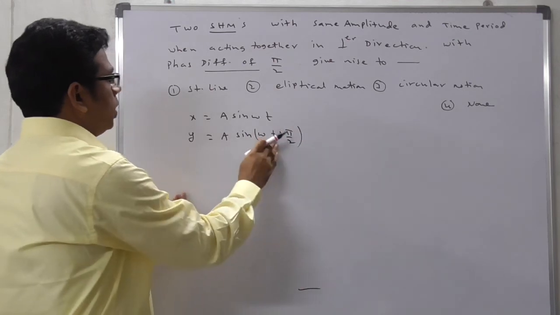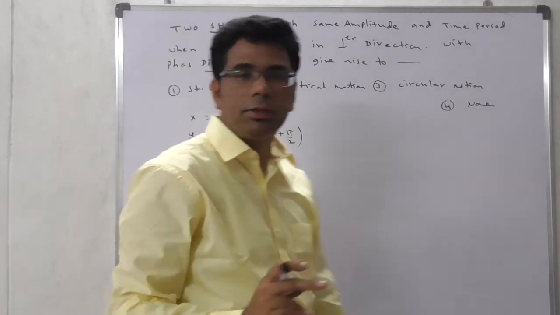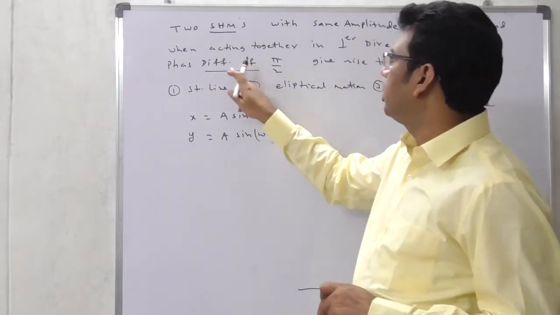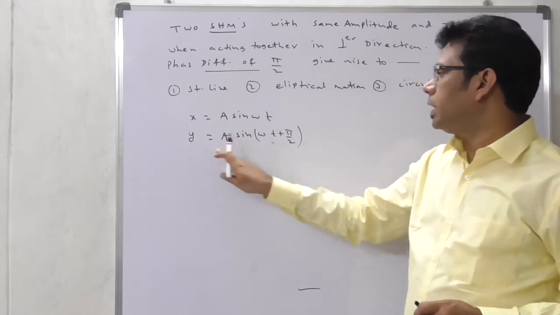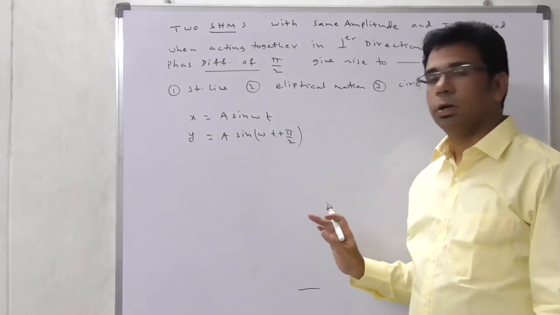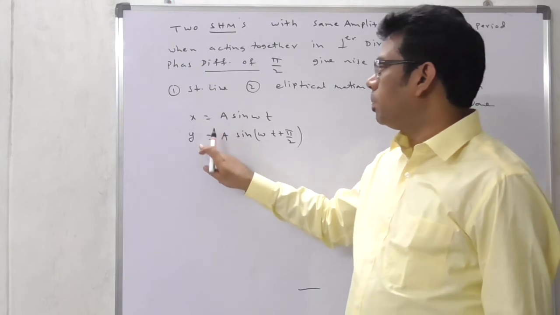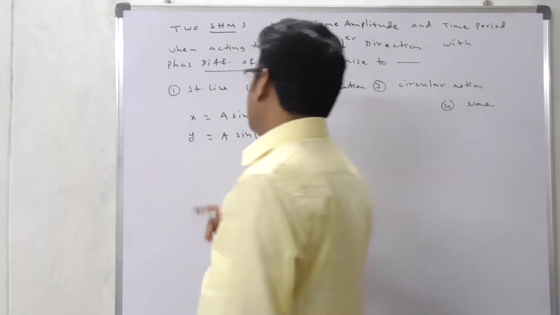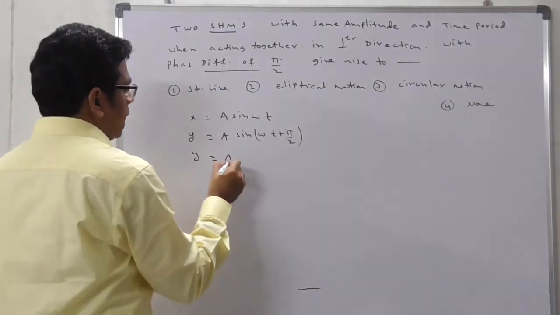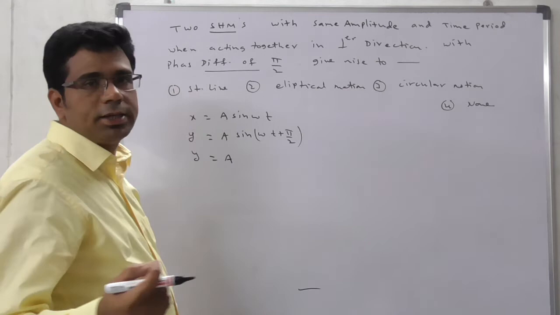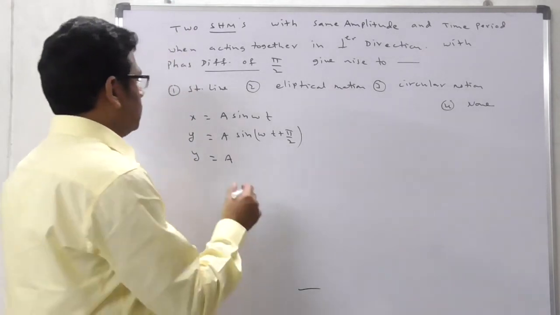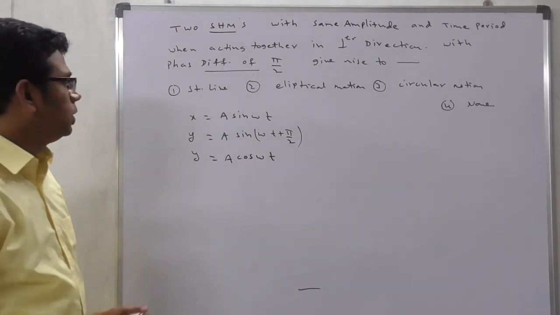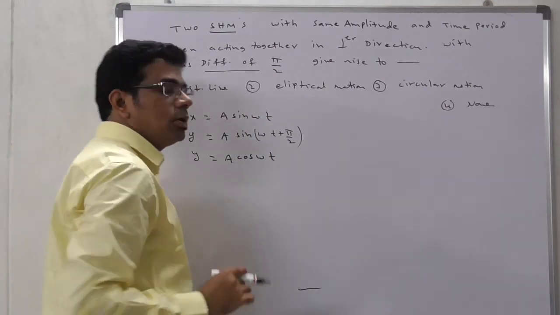These two are acting in perpendicular directions. Therefore one is in X and the other is in Y. The phase difference is pi by 2. Therefore, Y equal A sin omega t plus pi by 2. Clear? Two perpendiculars, that is X and Y axis. Phase difference pi by 2. Now we can write Y is equal to A sin of 90 plus theta. What is sin 90 plus theta? Cos theta. Therefore, we can write cos omega t. So X equal to A sin omega t, Y equal to A cos omega t.